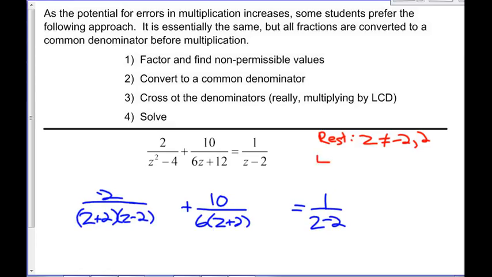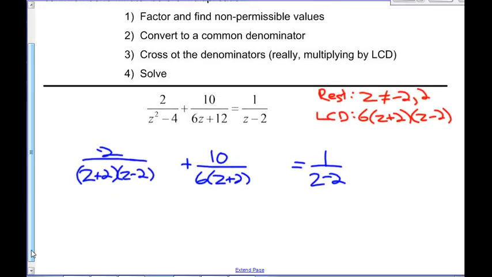We can talk about our common denominator, and we did that the last time we did it, so now we're pretty sure it's 6, Z plus 2, Z minus 2. And what we'll do is we'll convert to that common denominator. So look at the first fraction. If we want 6, Z plus 2, Z minus 2 as our common denominator, what is missing? Clearly, a 6 is missing. In the next one, we have 10 over 6 times Z plus 2. So what's missing? A Z minus 2 is missing. And in the next one, we're missing the 6, and we're missing the Z plus 2.